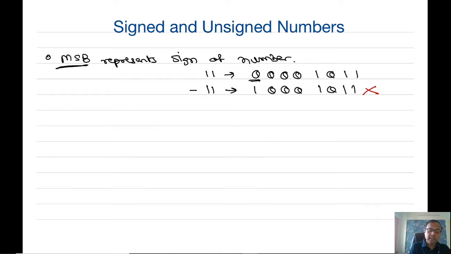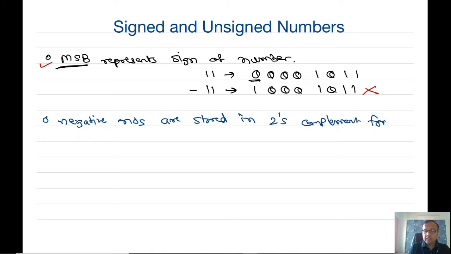Then what exactly is the significance of this statement? As I said, this statement is a half truth. Let me go ahead and try to write the full truth. Let me tell you that negative numbers are stored in 2's complement form.